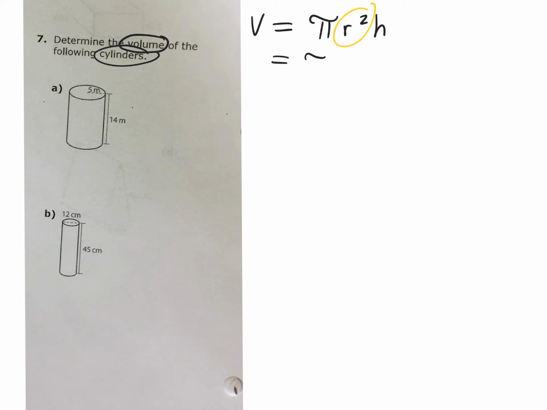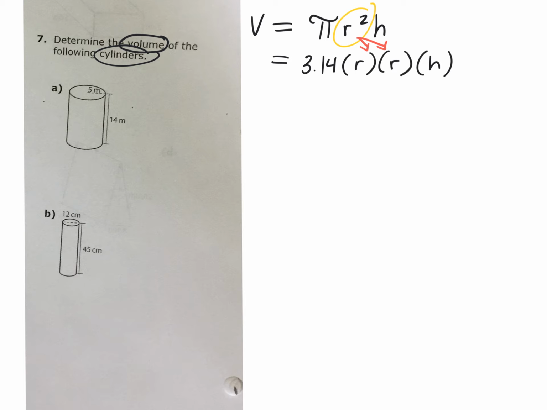So you can rewrite the formula and you can put this on your sheet to say pi, or actually we can write 3.14 if you want to use 3.14, you don't have to use the pi button. So it would be 3.14 times radius times radius times height, because radius squared means radius times radius. So if you punch that in on your calculator, you can do it in one step.